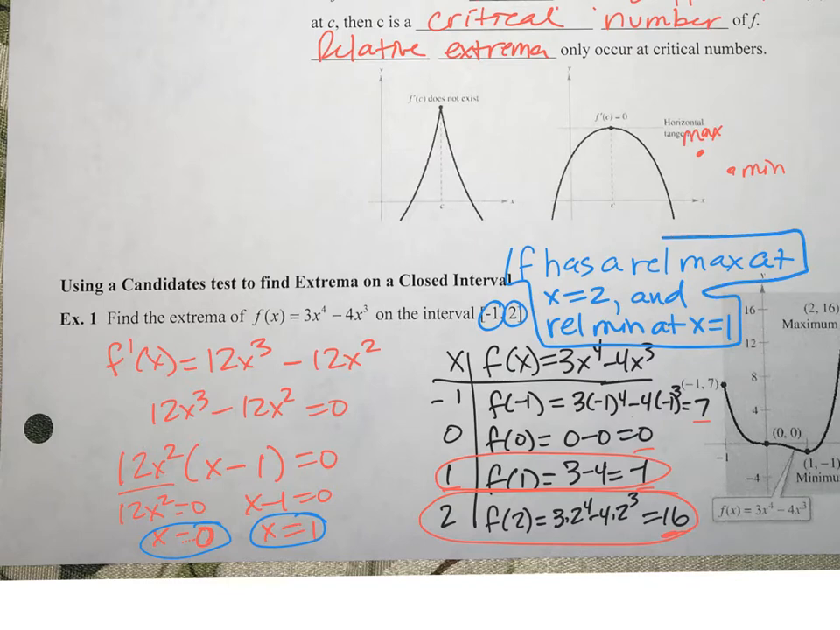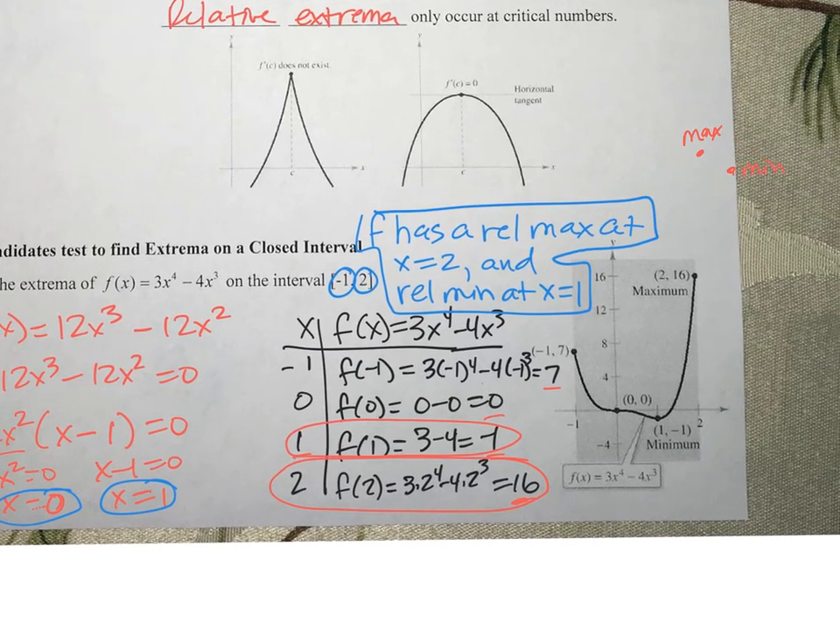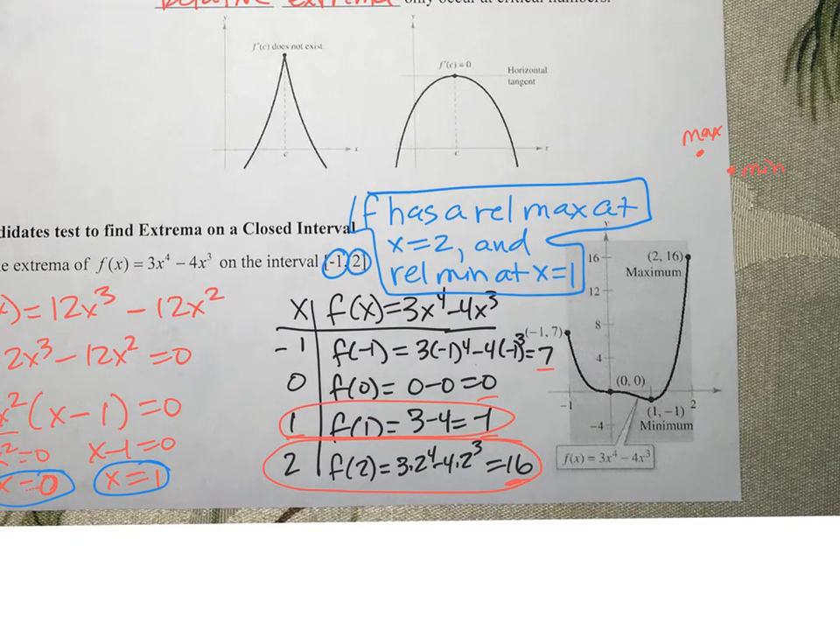And then the last thing I want to do is just take a look at the graph to verify that. So here's the graph of our function, f of x equals 3x to the fourth minus 4x cubed. So notice here when x is at -1, that's where our relative min of -1 was. And then we had a max at this endpoint where x is 2, our output was equal to 16.